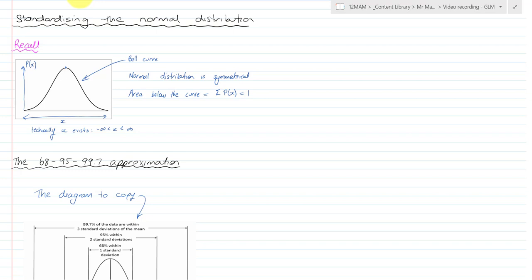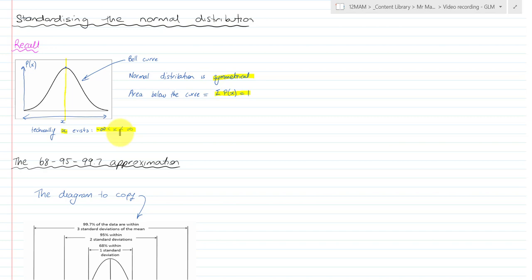So recall that this is a bell curve, a normal distribution, and it's symmetrical. That's something that we haven't discussed. So it is symmetrical around the mean there, and the area below is obviously equal to 1. But x does exist between negative infinity and infinity, technically. Although once you go beyond 3 or 4 standard deviations, you really are about as far away as you can get in most cases.